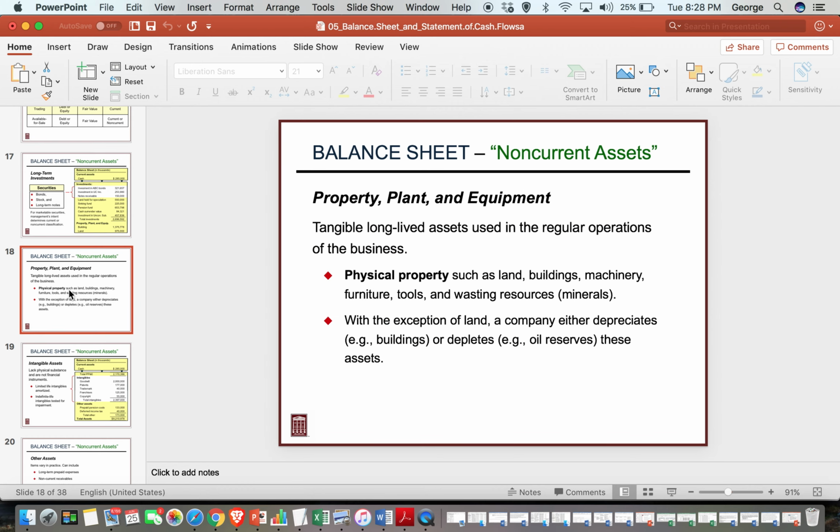Property, plant, and equipment is just tangible property, assets used in regular operations of the business. It could include physical property such as land, building, machinery, furniture, tools, and resources like minerals. With the exception of land, a company either depreciates or depletes, right? Wasting resources, minerals will be depleted. These types of assets.